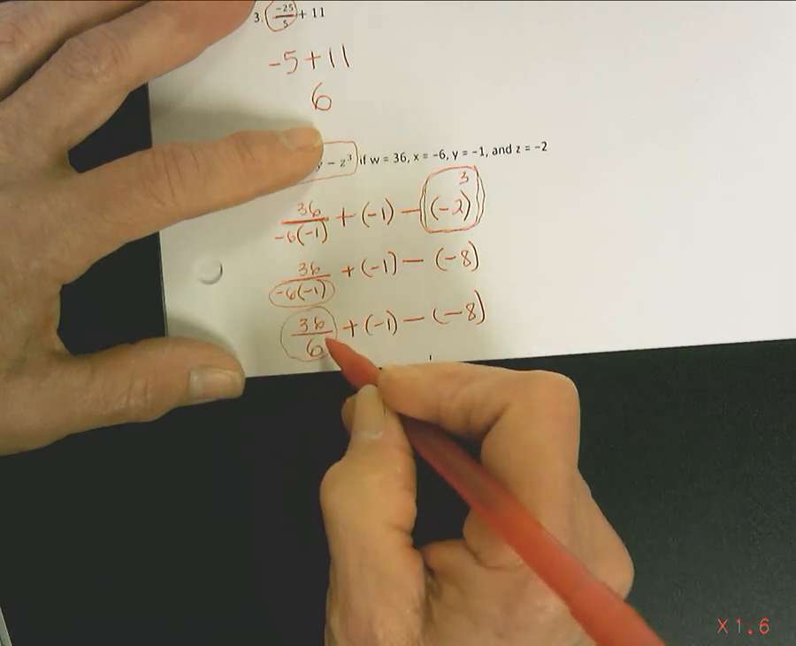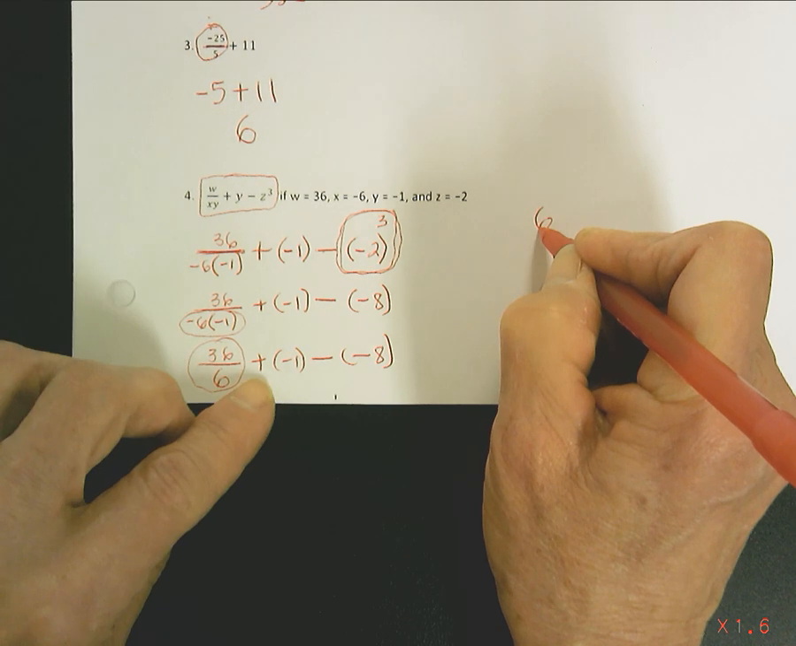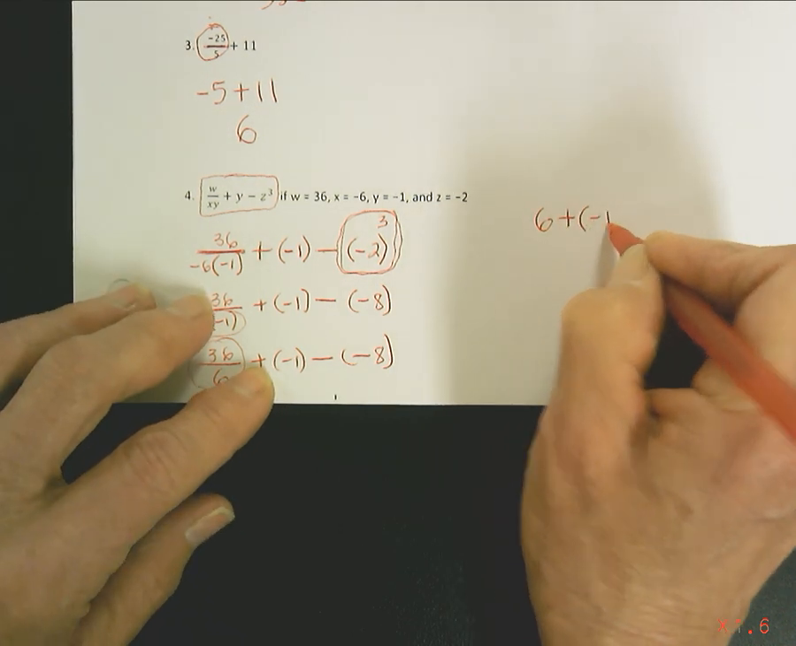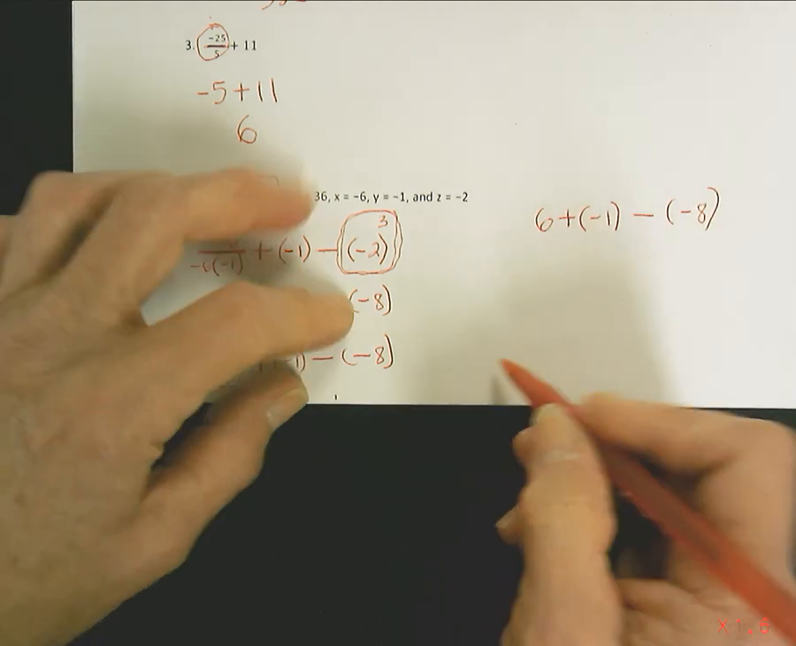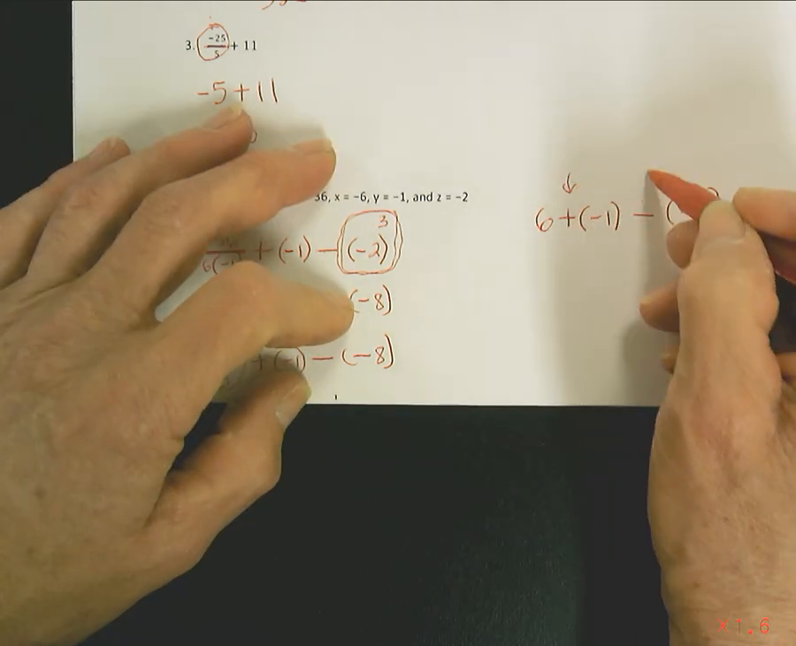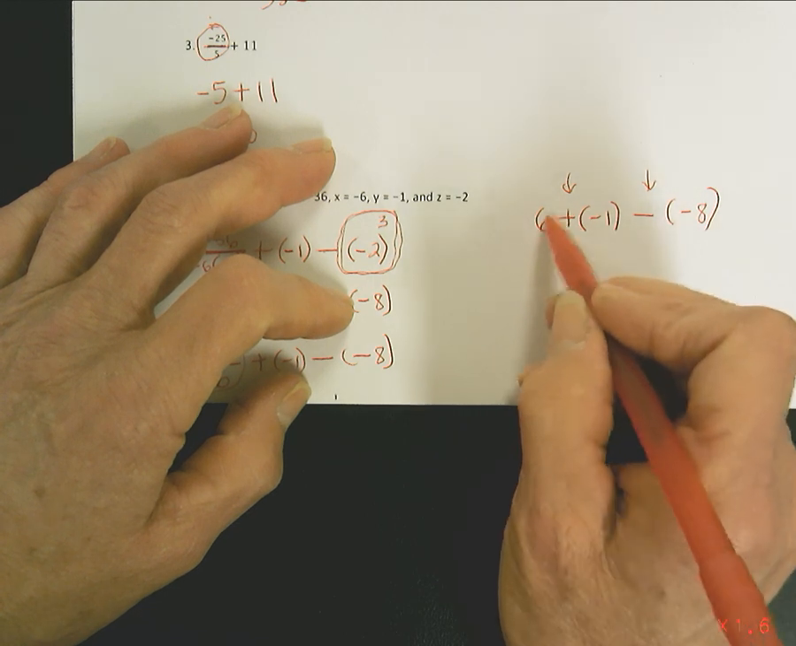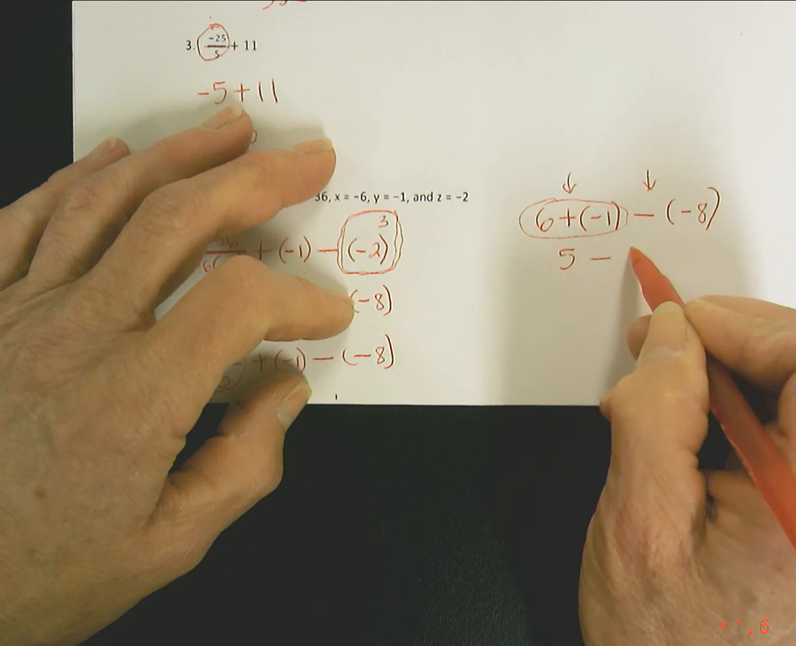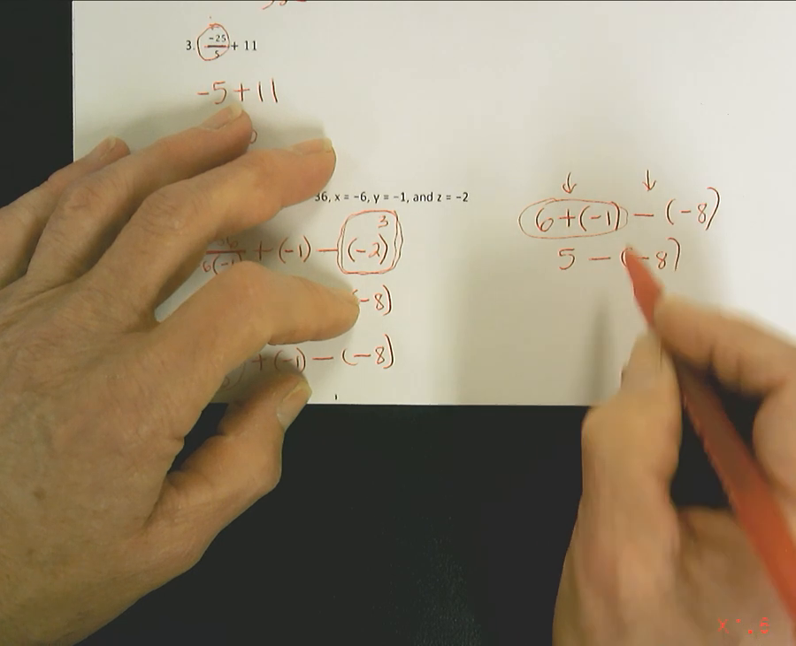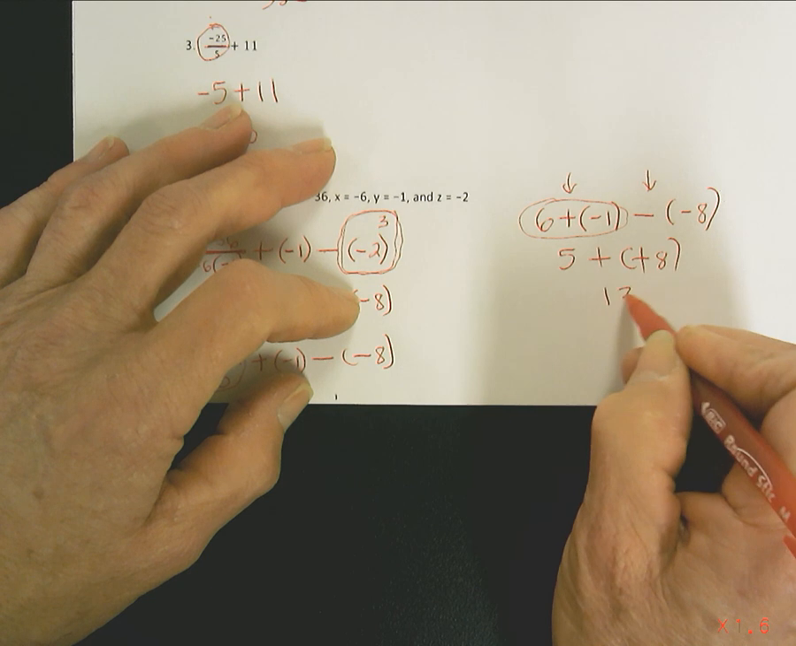Now we're going to do this division. 36 divided by 6 is 6. Bring down the plus sign, negative 1, the minus sign, negative 8. Now we have addition and subtraction. They're equally important. Just work left to right. Add these, you get 5 minus negative 8. It's a subtraction problem. Do your double change, and now you get 13.